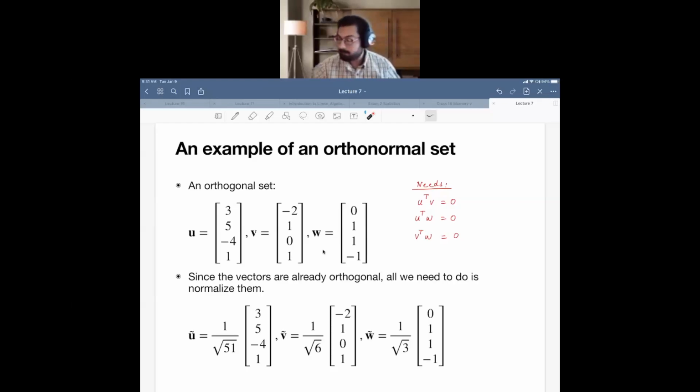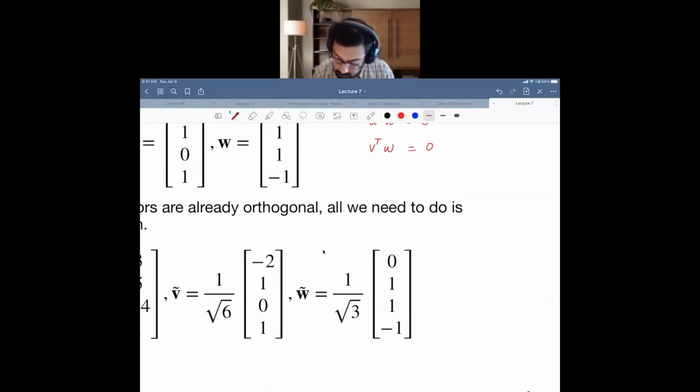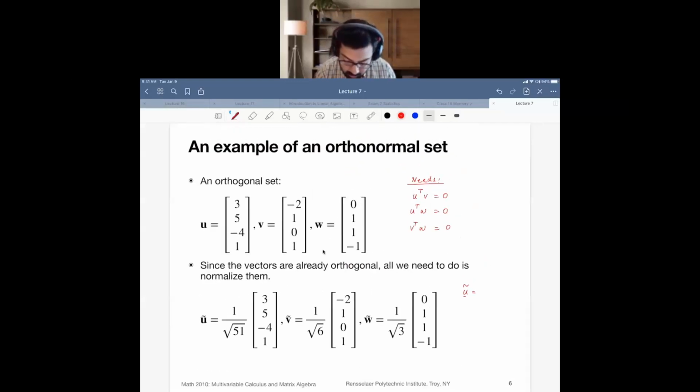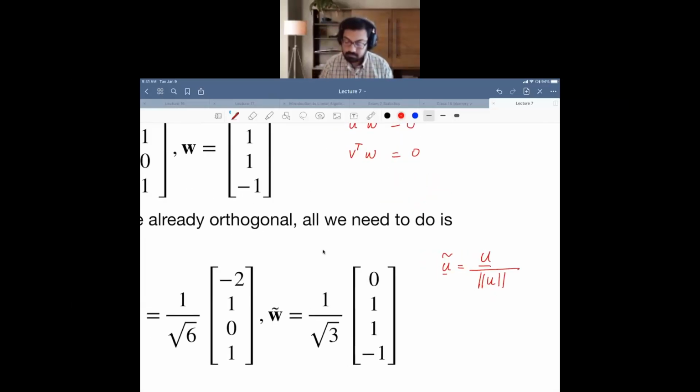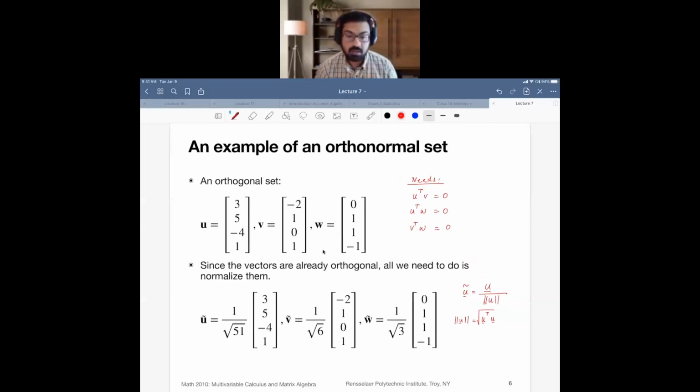Question here? So, for u, for example, how did we write it? For the orthonormal u, we wrote that as u divided by its norm, right? Where the norm of u is simply the square root of u transpose u. And similarly, we did that for v and for w.